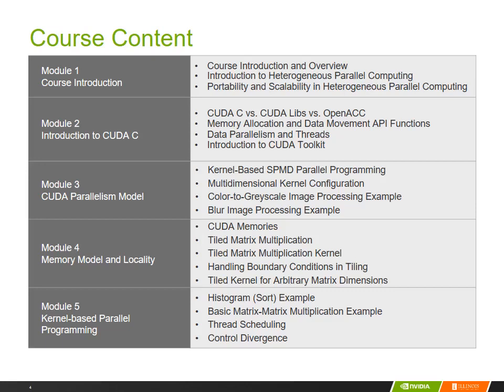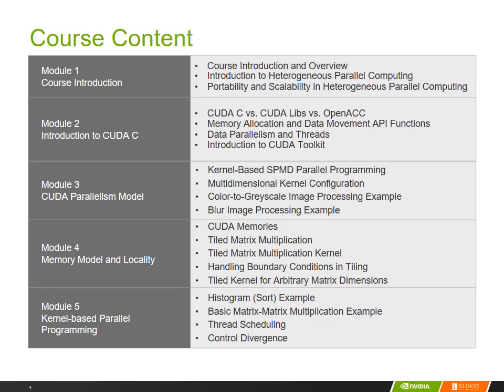In Module 2, we start to introduce CUDA-C. We start with the general landscape and where we compare between language approach, library approach, and compiler directive approach. And then we zoom into CUDA-C, we discuss the basic APIs, and we start to introduce the concepts of data parallelism and threads. And then we give a little bit of overview of the CUDA toolkit so that the students can begin to develop code.